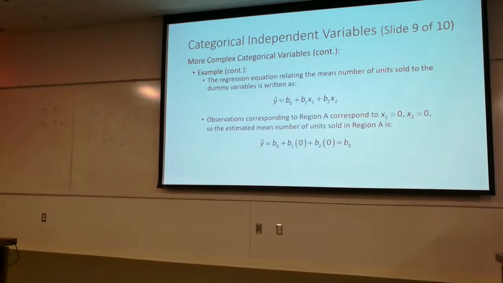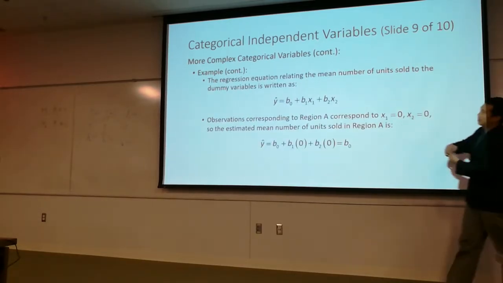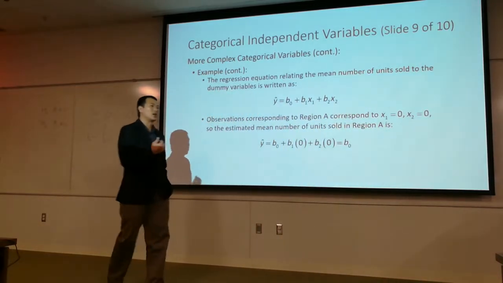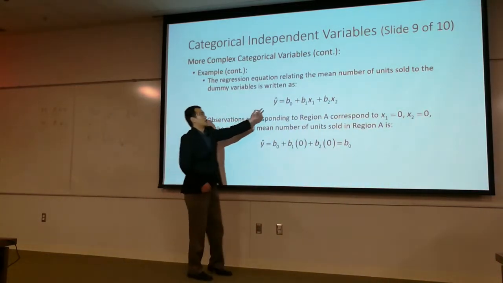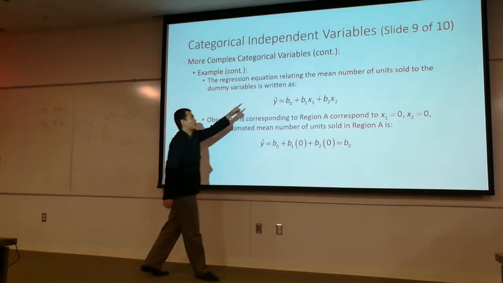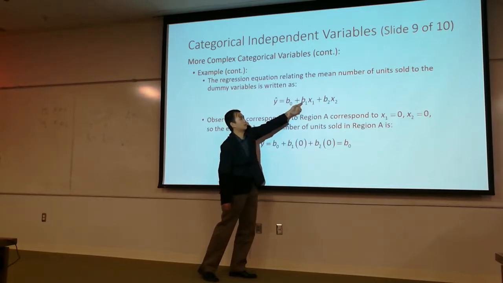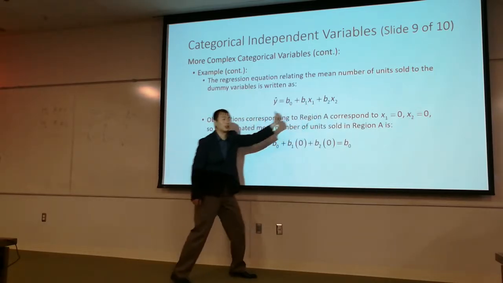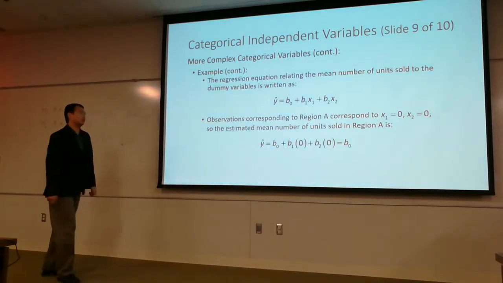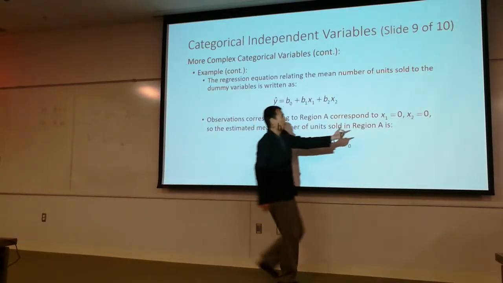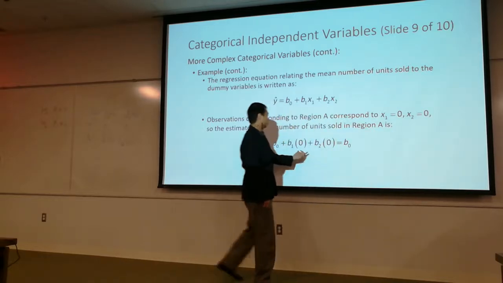So that's how we model this application. If we only incorporate the impact of the region on the sales, this is the model we have: the estimated sales is equal to the intercept plus those 2 dummy variables. An observation corresponding to region A means both variables are equal to 0.